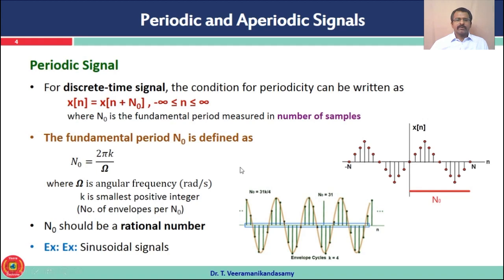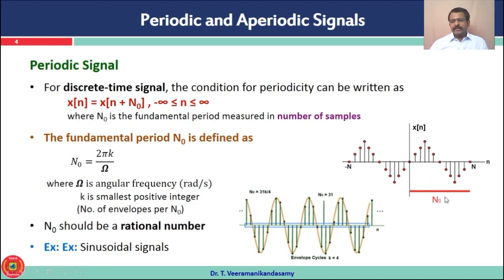Then we are going to know about the periodicity condition for discrete time signals. The condition for periodicity can be written as x of n is equal to x of n plus n naught for all values of n, where n naught is the fundamental period measured in number of samples. Consider the discrete time signal x of n having many samples. For n naught, we can have 1, 2, 3, 4, 5, 6, 7, 8, 9, 10, 11, 12, 13. So n naught has 13 samples.